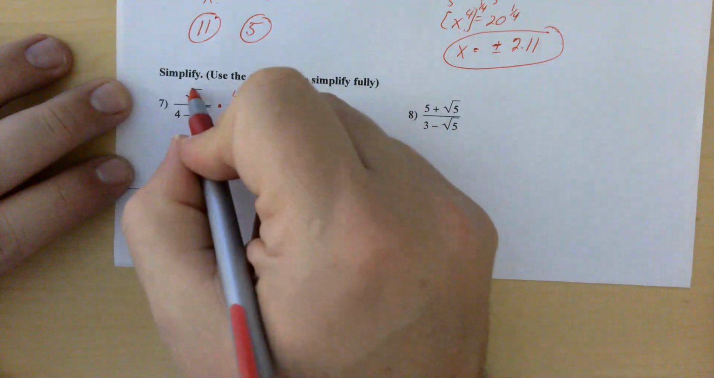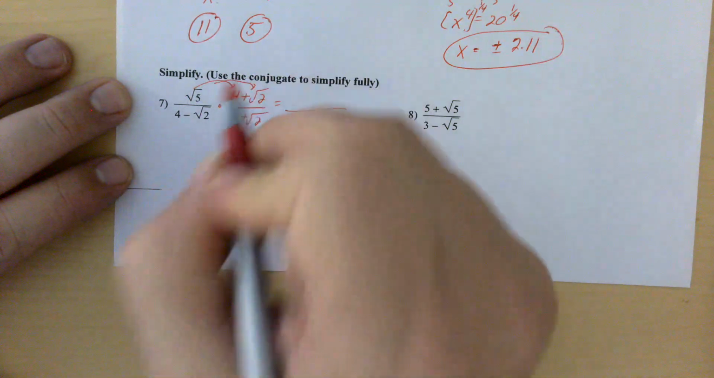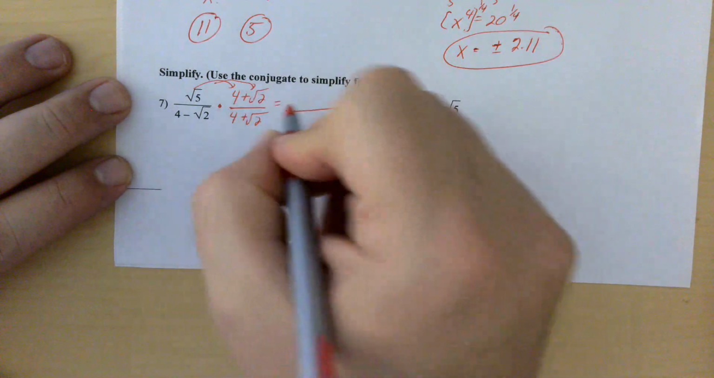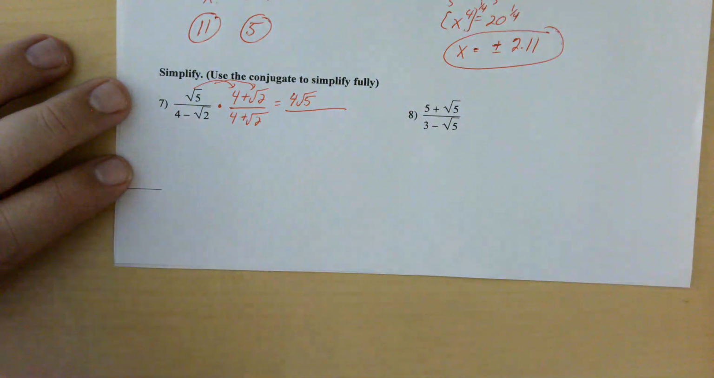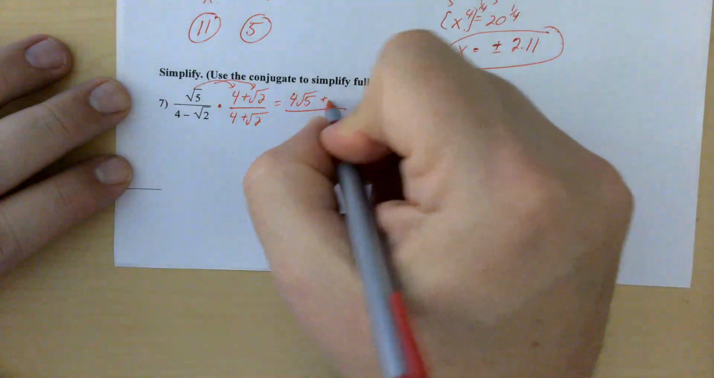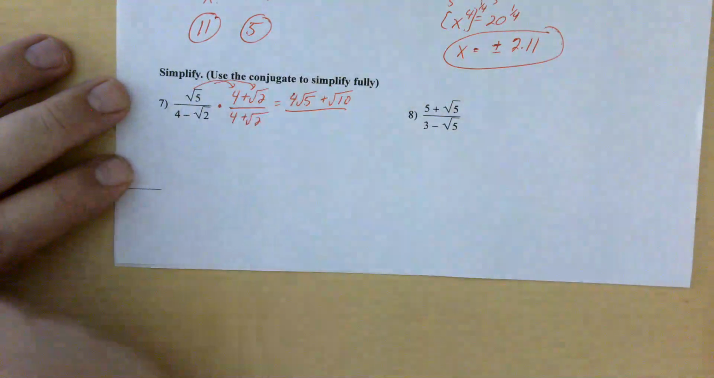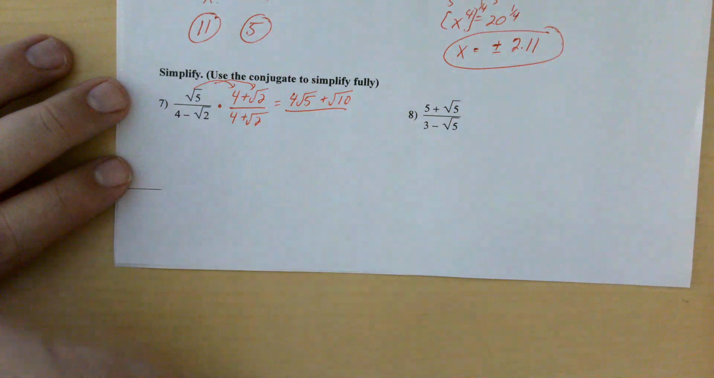Okay, so up top, I'm just going to end up distributing this root 5. So root 5 times 4 is just 4 root 5. That's the proper way of writing it. And then I'm going to have plus root 10. Root 5 times root 2 is root 10.